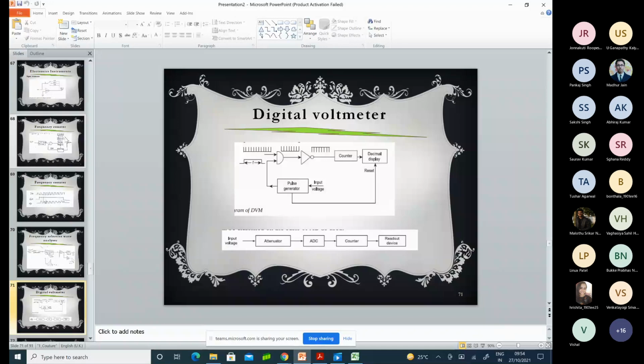So your input voltage is high, so then pulse width will be more, and you have spikes, and for that you count the spikes. If the pulse width is more, there will be more spikes, and your counter value will be more. You display the counter value, which is the same as the voltage. So if your input voltage is more, your counter value is more, and you display more. So you can calibrate the display with the input voltage. Okay, this is all about the digital voltmeter.